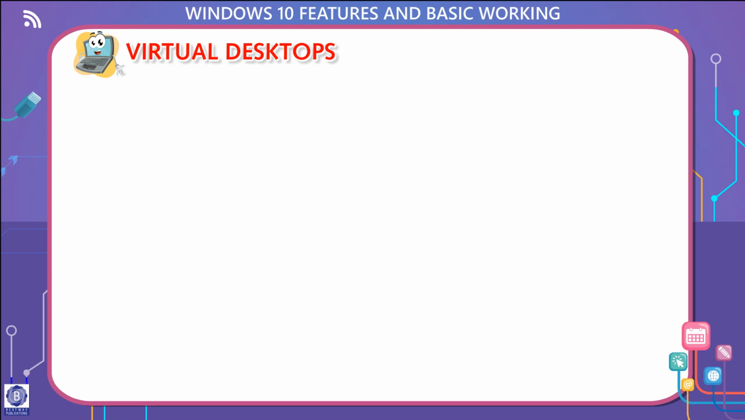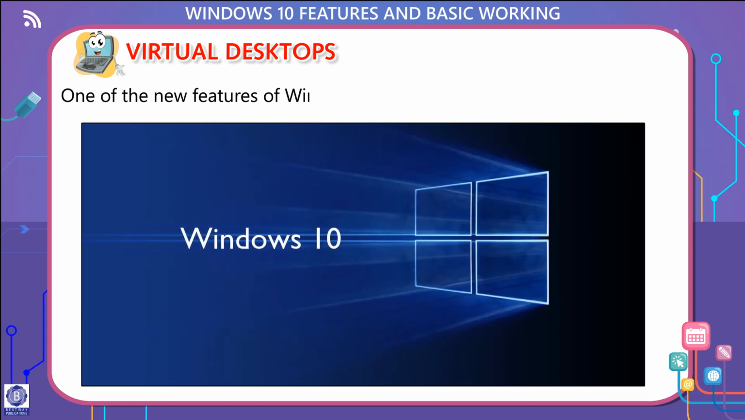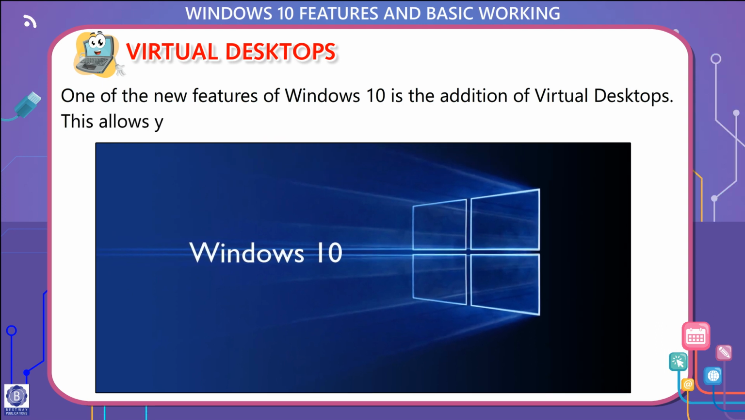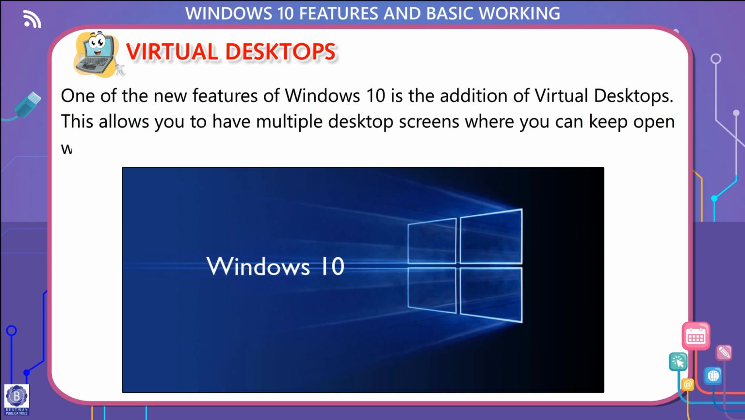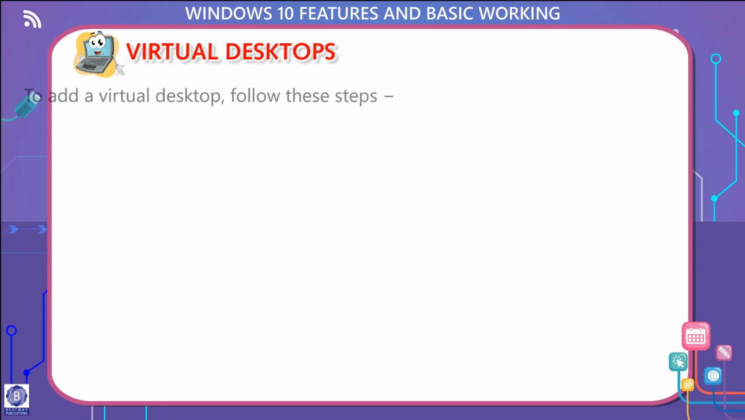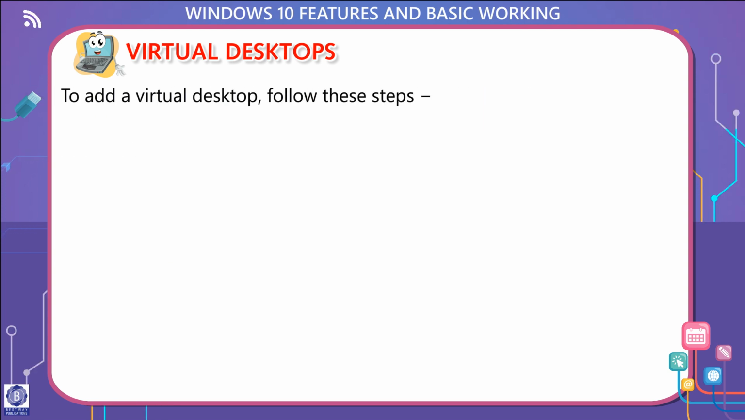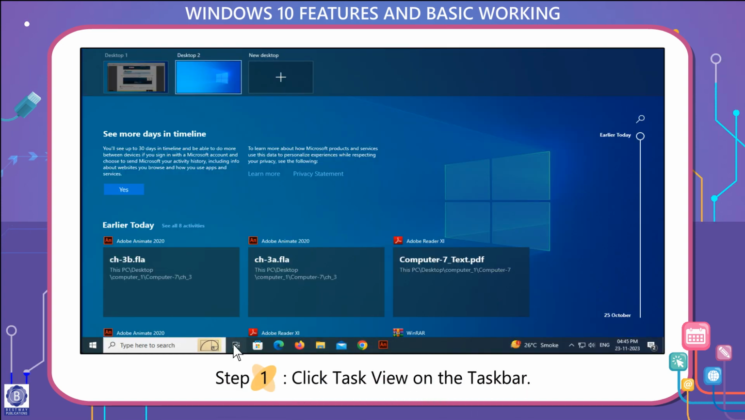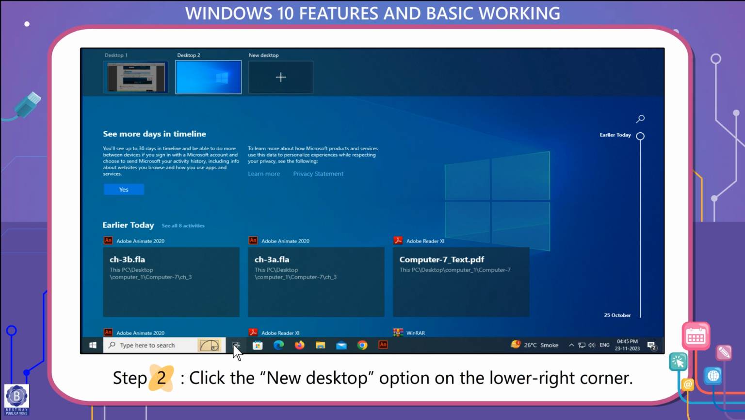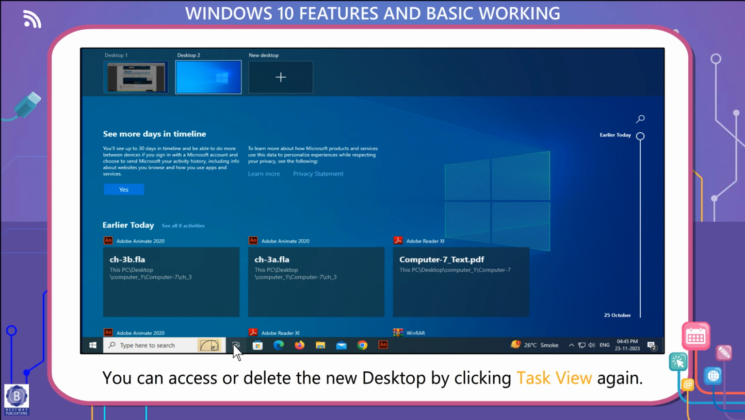Virtual desktops. One of the new features of Windows 10 is the addition of virtual desktops. This allows you to have multiple desktop screens where you can keep open windows organized. To add a virtual desktop, follow these steps. Step 1. Click Task View on the taskbar. Step 2. Click on the New Desktop option on the lower right corner. You can access or delete the new desktop by clicking Task View again.